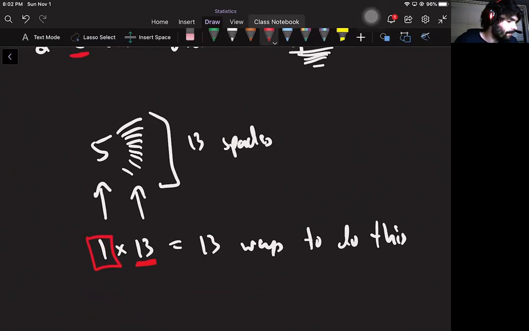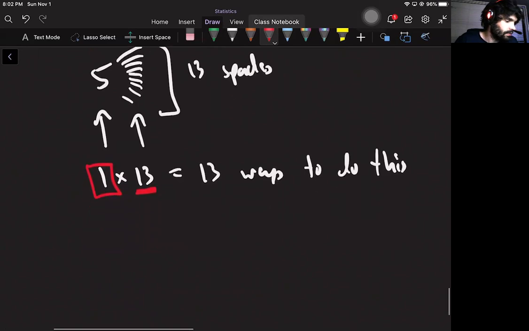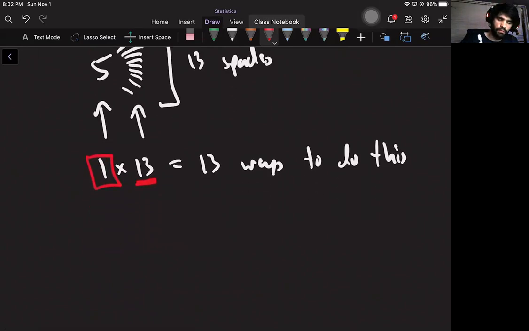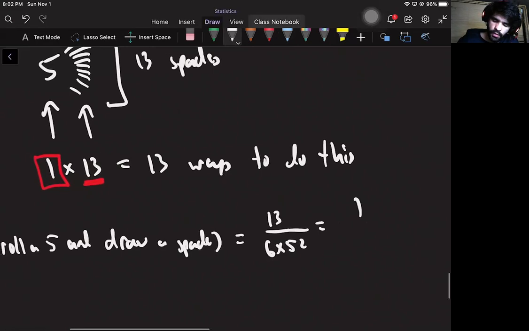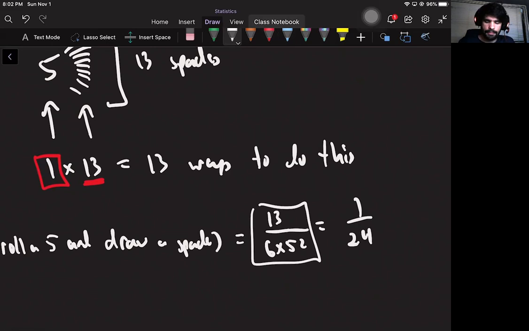Okay, so then what's the answer to the original question? The probability of rolling a 5 and drawing a spade. Now I have my top number as 13 and my bottom number as 6 times 52. And you can use a calculator if you want to reduce this. It'll be 1 over 24. But I like to leave it like this to see where the numbers came from.